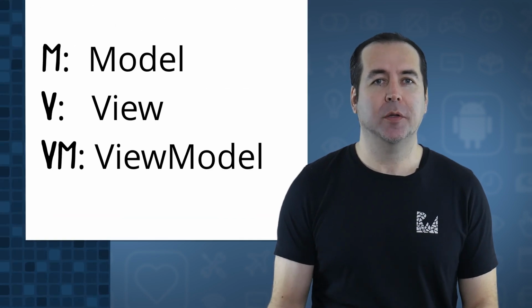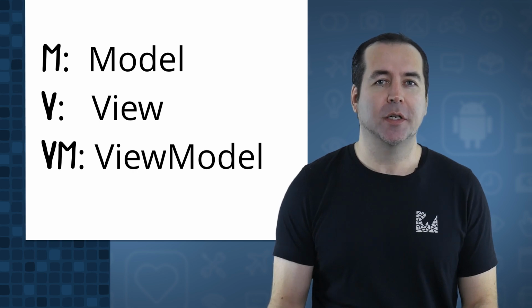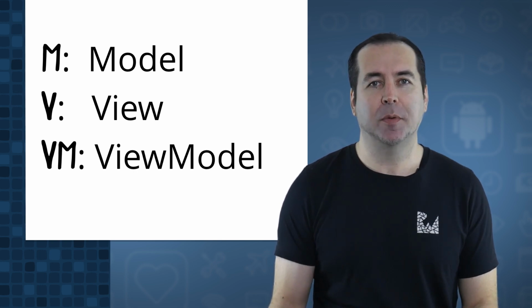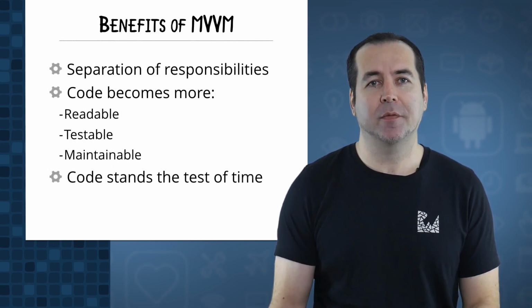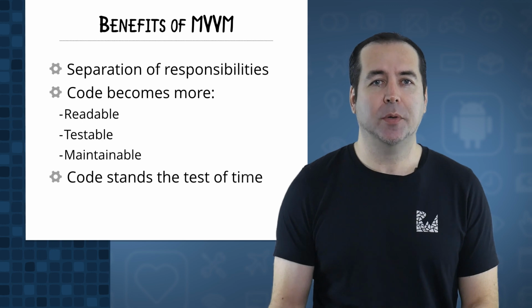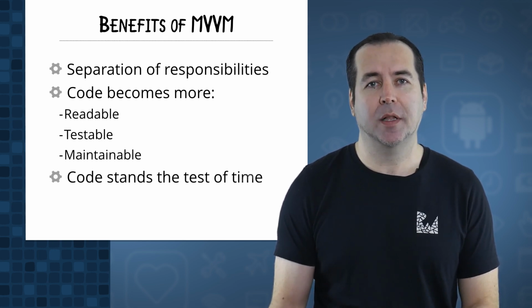MVVM stands for Model-View-ViewModel, and it's one of the more popular patterns for structuring your Android app code. In this course, I'll introduce you to the ideas of MVVM, and you'll get to use it hands-on inside an Android app project. MVVM helps you separate your code into different layers that each have their own responsibilities, as opposed to, for example, putting most of your app code into activity or fragment classes.